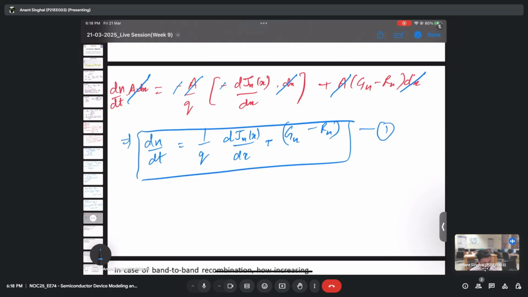Let's say this is equation 1. We know that J_n, because we have now established the drift and diffusion part, for electrons will be n q mu_n E plus the diffusion part, q D_n dn over dx. So we can put this into this differential part and get the final continuity equation for electrons.